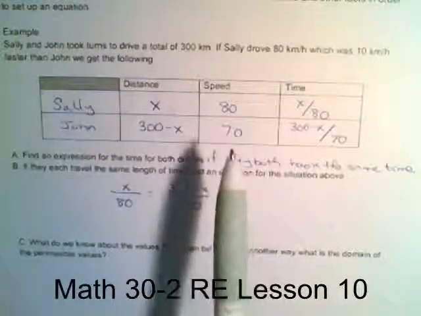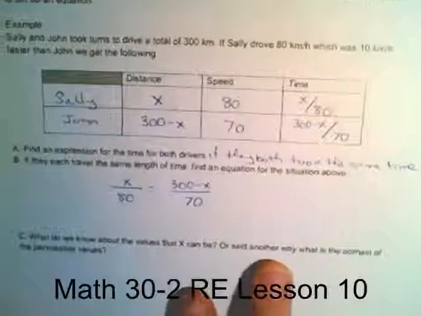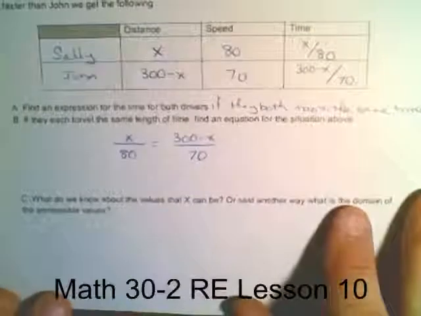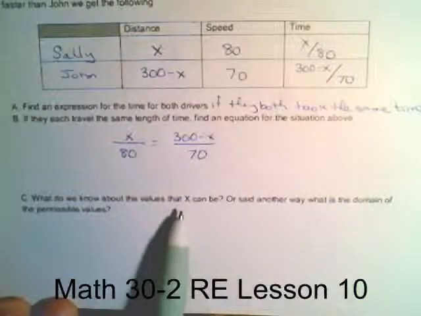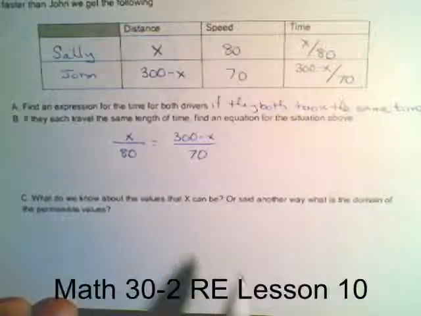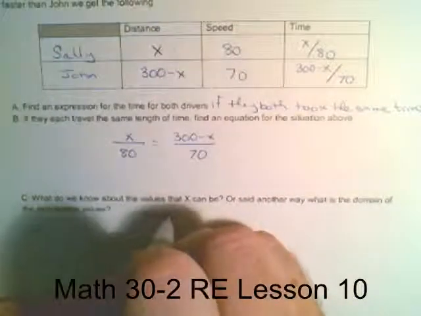Now I can solve for how far Sally drove. Once I have x, I can figure out how fast John drove. Once I have that, I can figure out the different times. Okay? But the key is I've got to find a spot to put the x in. Now, this third one here, and we'll do some more examples. This will hopefully make more sense later.